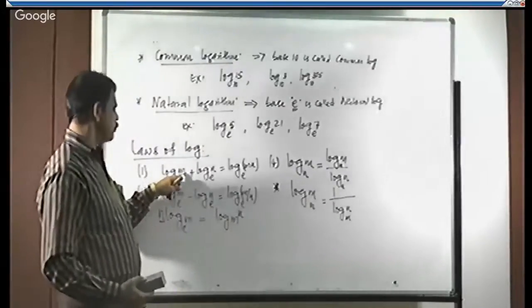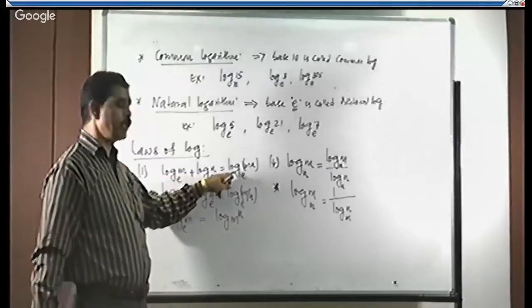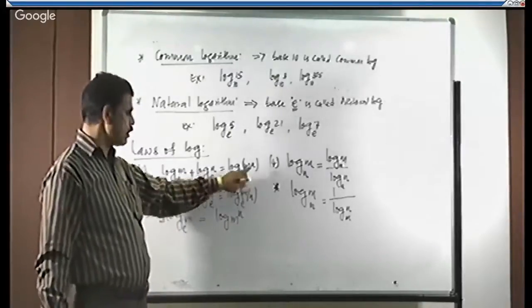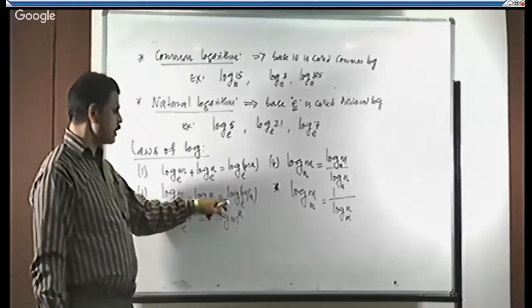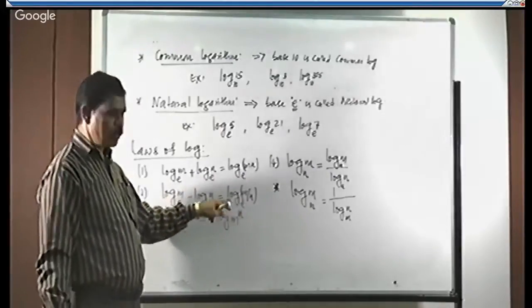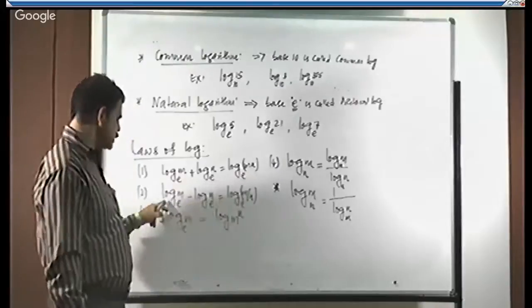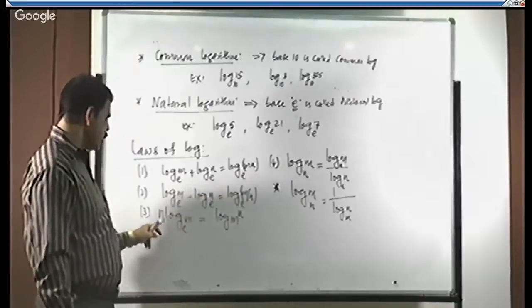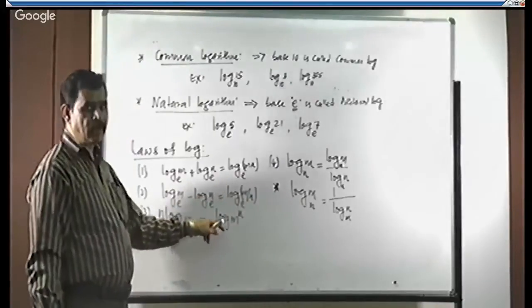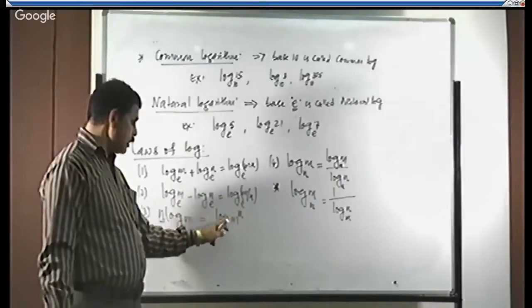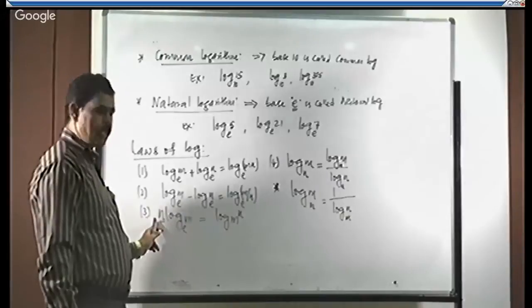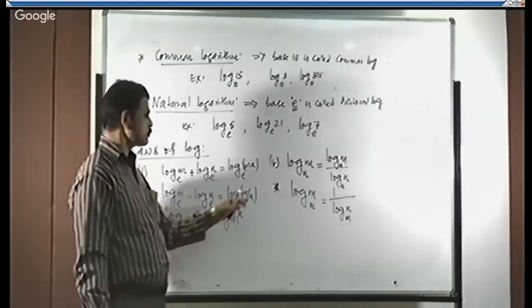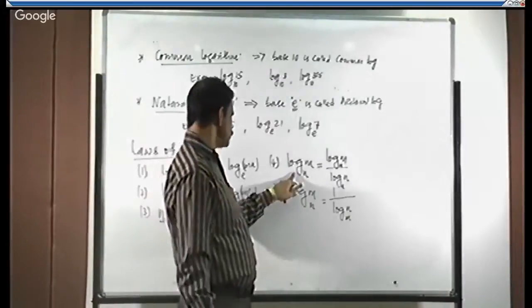Log m plus log n can always be taken as log mn, or log mn can be taken as log m plus log n. Log m minus log n can be taken as log m by n, or log m by n can be taken as log m minus log n. n log m can be considered as log m power n, or log m power n can also be taken as n log m.